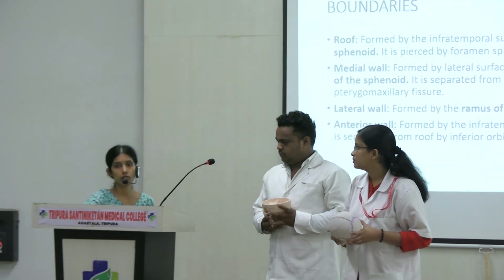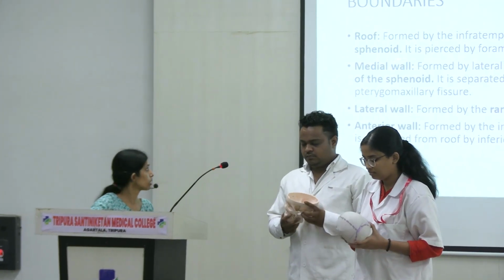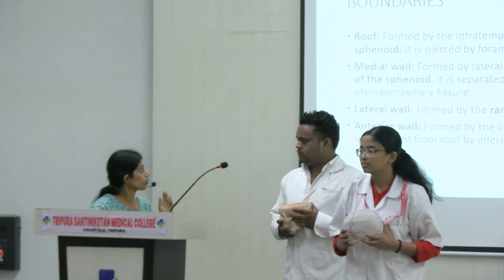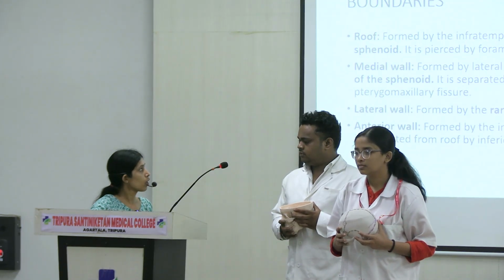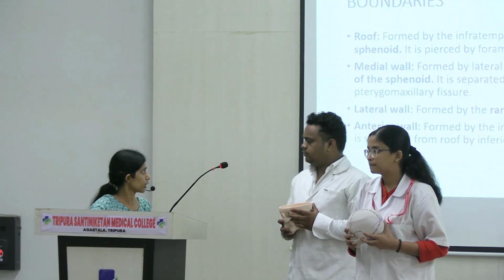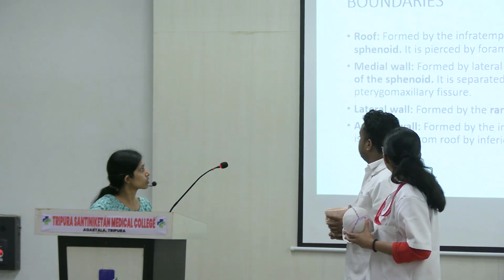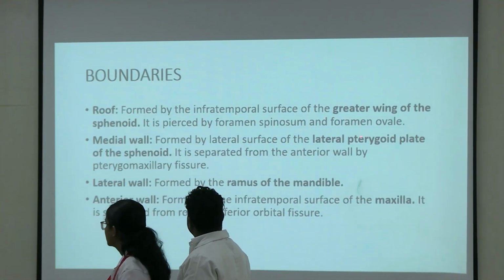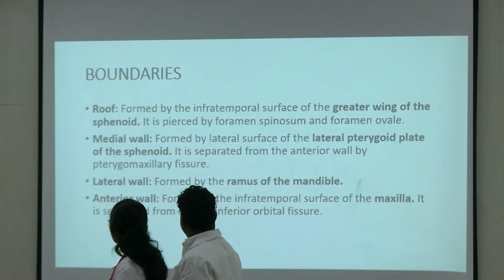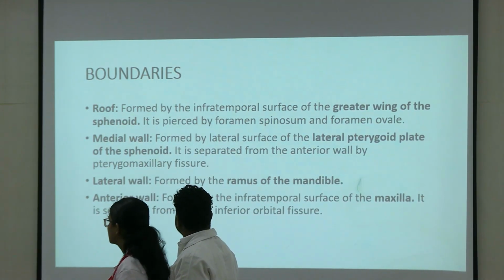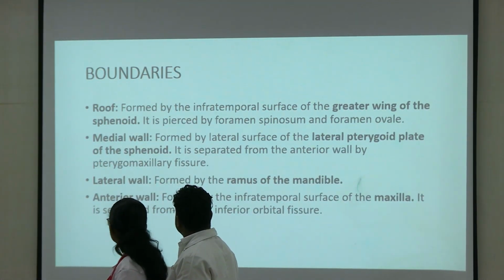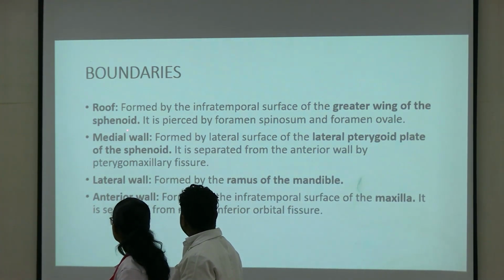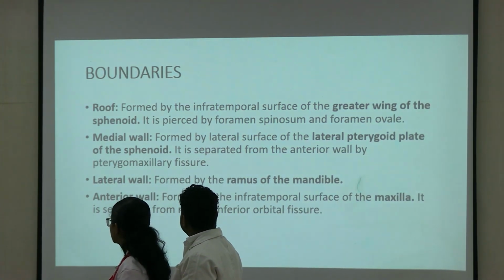So the boundaries of your infratemporal fossa: the roof is formed by the infratemporal surface of the greater wing of the sphenoid bone, and it is pierced by the foramen spinosum and also by the foramen ovale. We will talk about the foramina later. Right now we will concentrate only on the bones. So the roof of your infratemporal fossa is formed by the greater wing of the sphenoid bone.